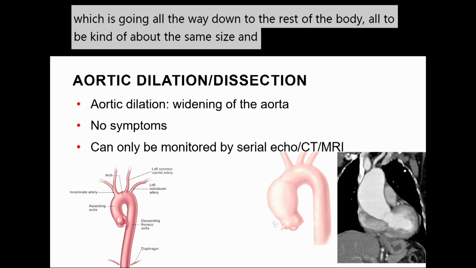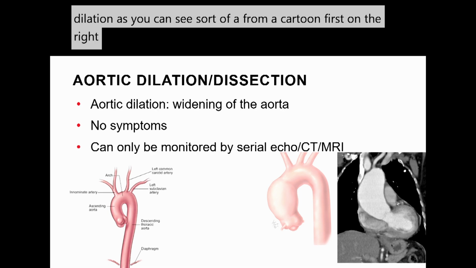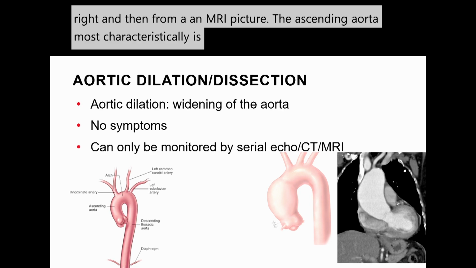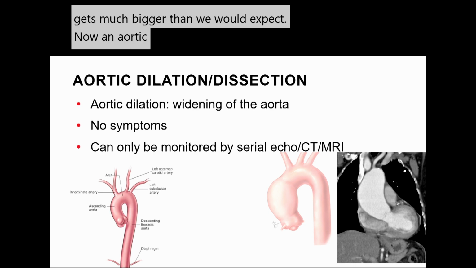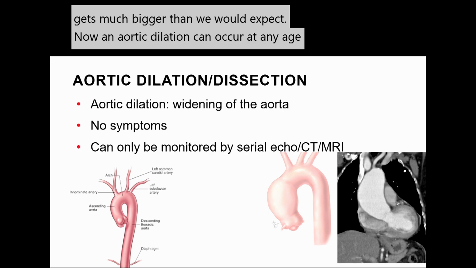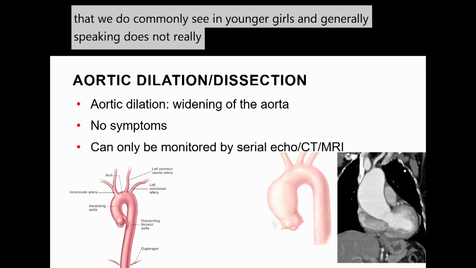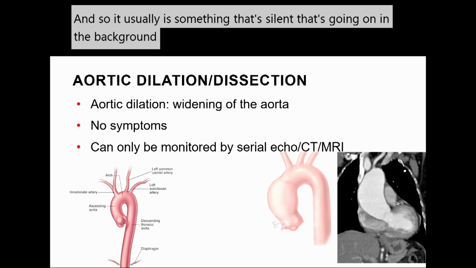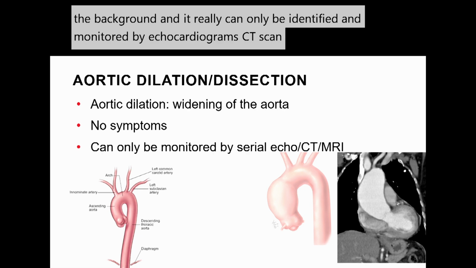And in those with aortic dilation, as you can see from a cartoon on the right and then from an MRI picture, the ascending aorta, most characteristically, is the one that becomes bulbous and gets much bigger than we would expect. Now, aortic dilation can occur at any age and is something that we do commonly see in younger girls, and generally speaking does not cause any symptoms at all. And so it usually is something that's silent, going on in the background, and it really can only be identified and monitored by echocardiograms, CT scans, or MRIs.